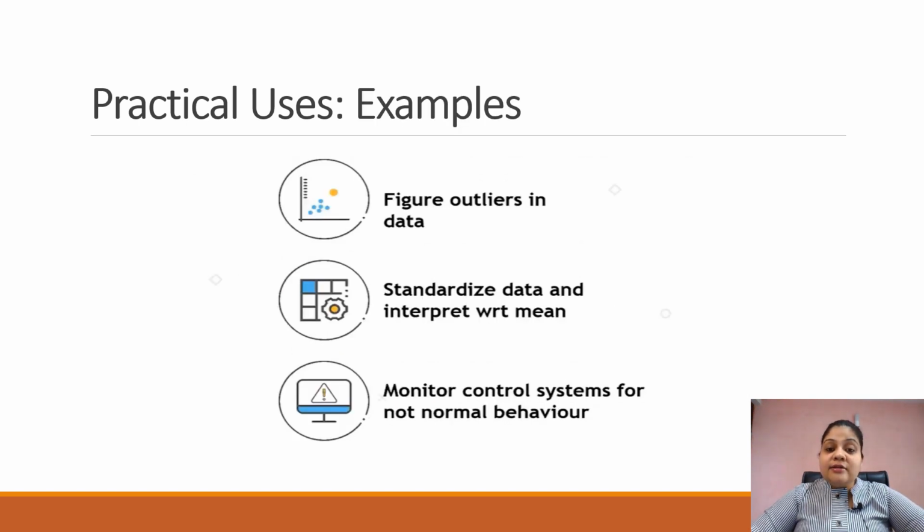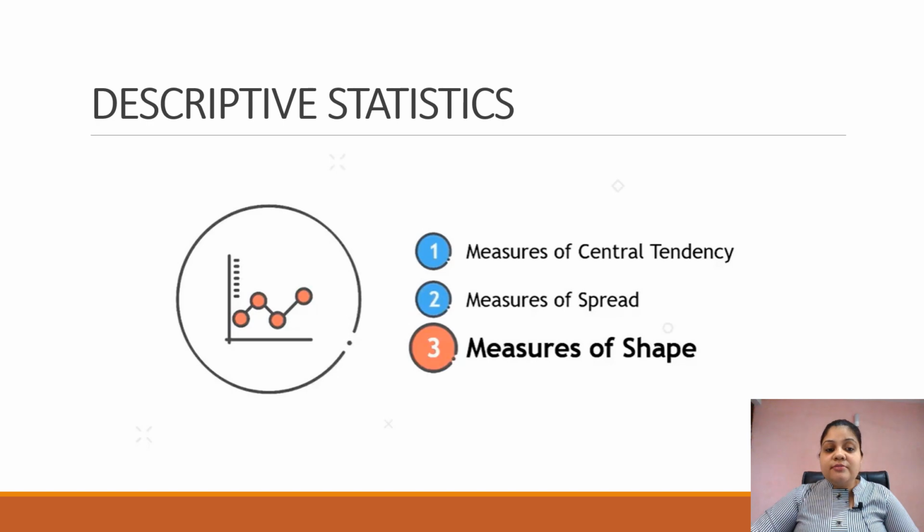Now it also helps us find outliers based on the interquartile range, and we need to standardize our data with respect to the mean. Standardization of data we'll see in more detail in the inferential statistics part. So the next measure is measure of shape. This we'll see in the next video.